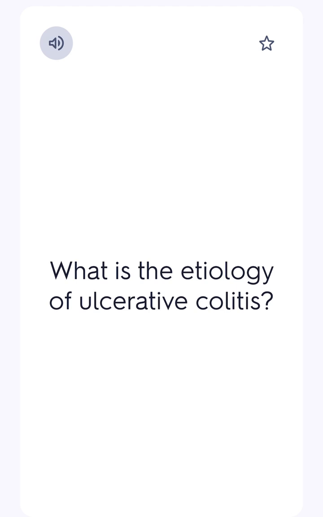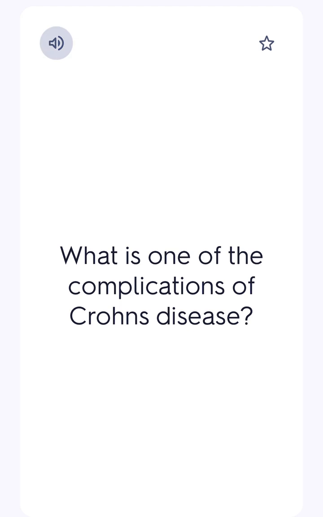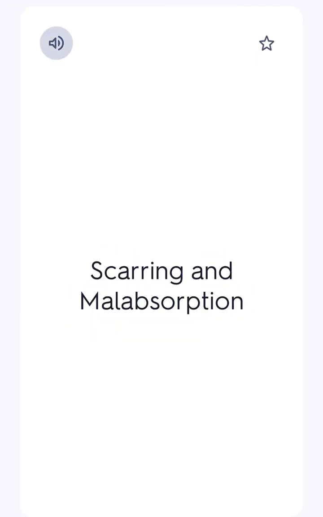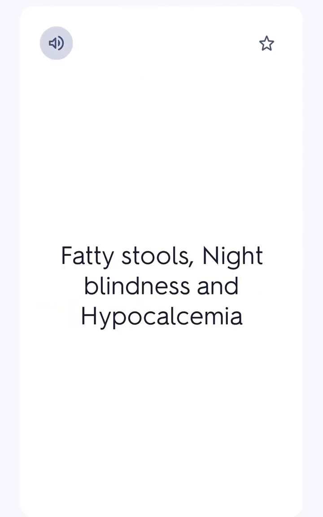What is the etiology of ulcerative colitis? Autoimmune. What is one of the complications of Crohn's disease? Scarring and malabsorption. Complications of low secretion of lipases? Fatty stools, night blindness and hypocalcemia.